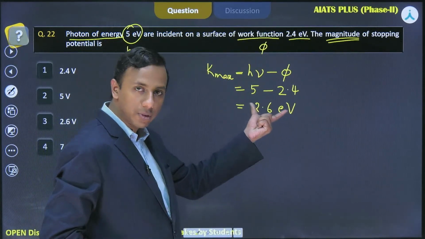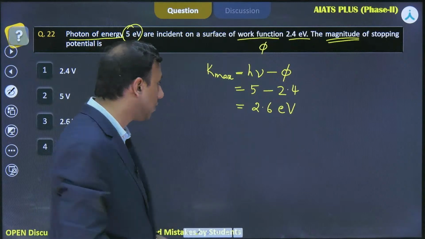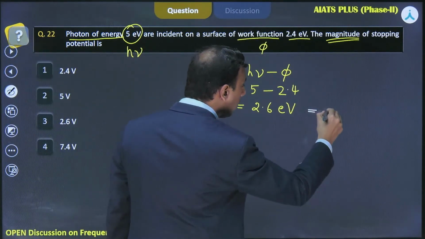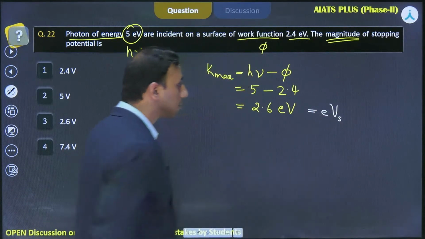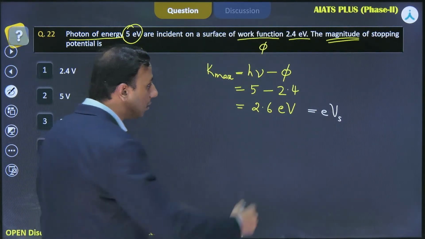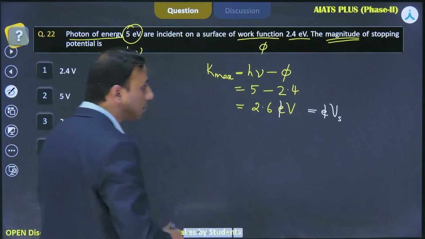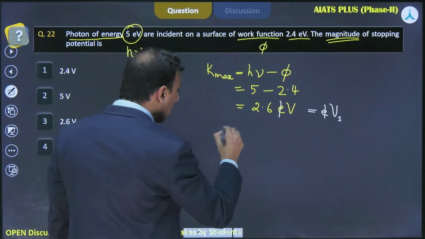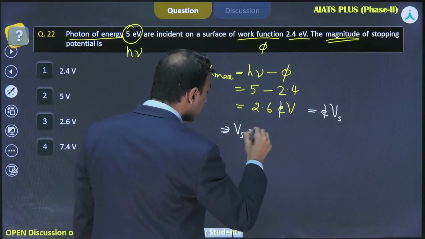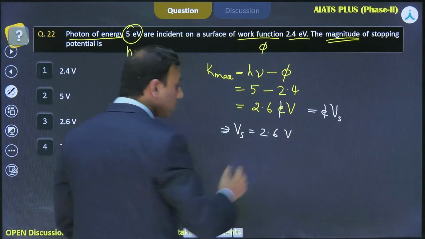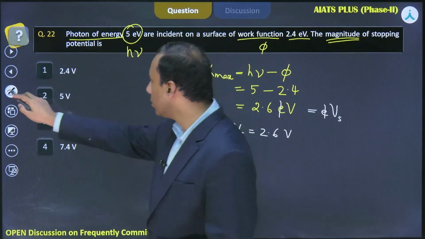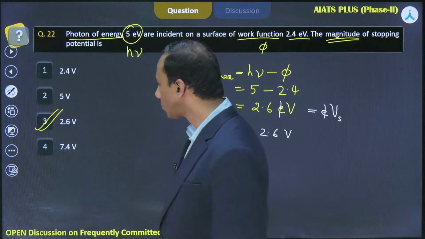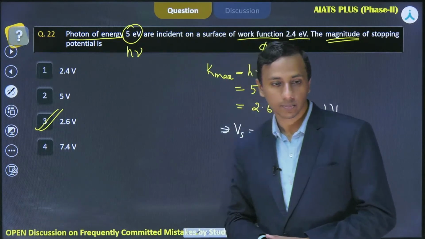The magnitude. So this is the energy, and if you want to get the potential, what you have to do? Just simply equate it to E into Vs, okay? This E and E will get cancelled, and you are left with the stopping potential or its magnitude, all right? So stopping potential becomes 2.6 volt, okay? So please see over here, all right?